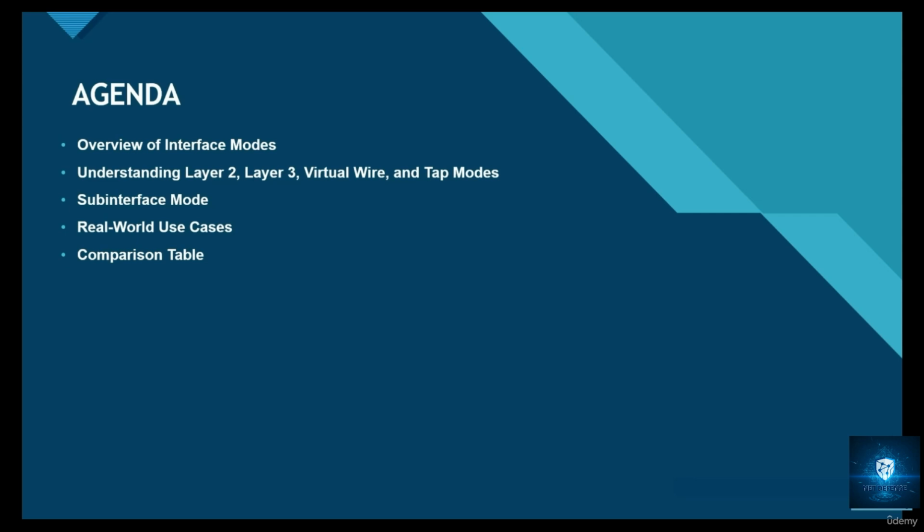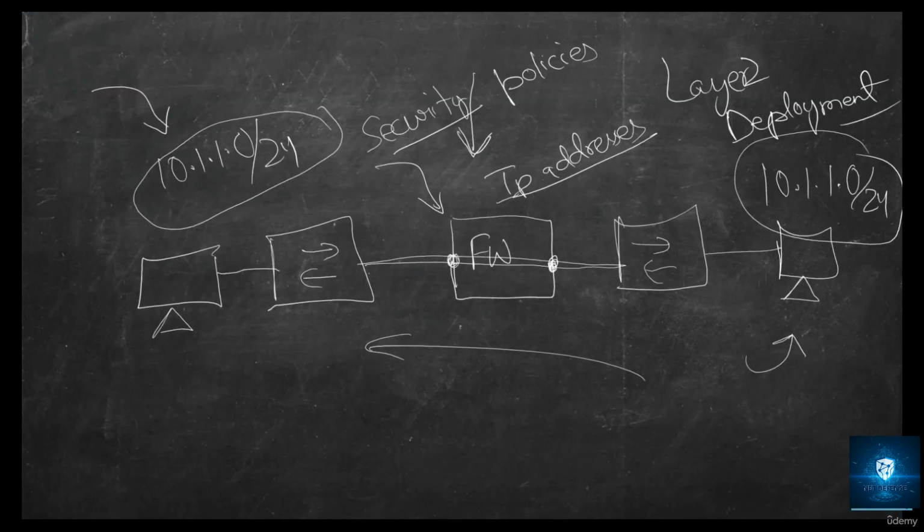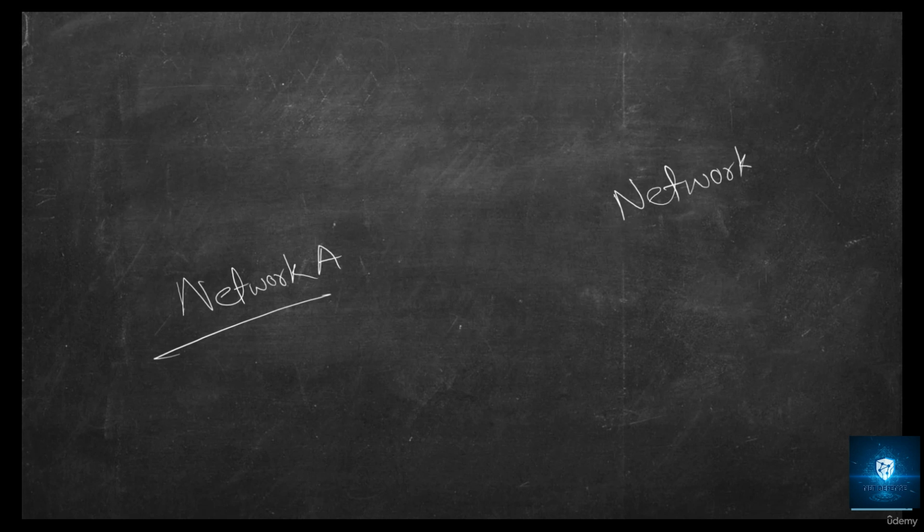All right, so that's one of the differences. Now the diagram would be simple. Let me clear this away. Okay, now in this case you would have a network A, and you would have a network B, and you would place this firewall, which would be in a vWire mode.